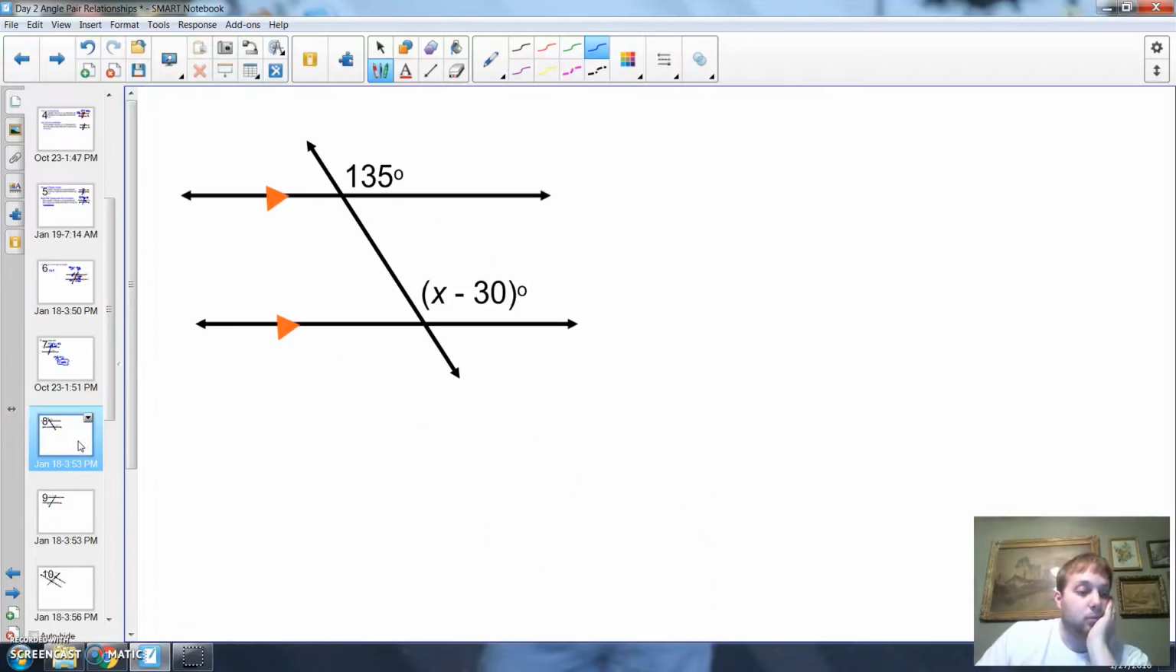I think we're going to get through maybe one more. All right, this is an obtuse angle, right? I'm going to look here and say, that's an obtuse angle too. So I know that 135 is the same thing, because every obtuse angle is the same. 135 is x minus 30.